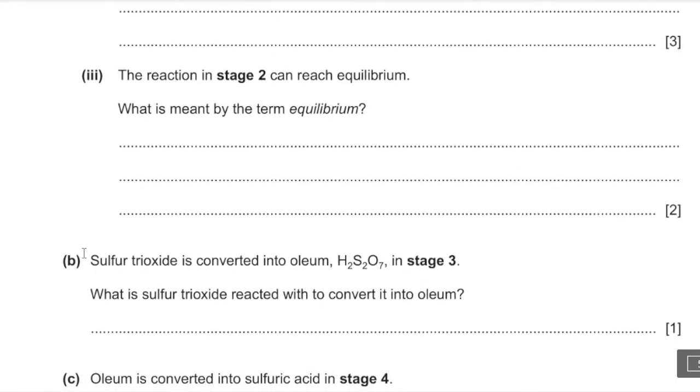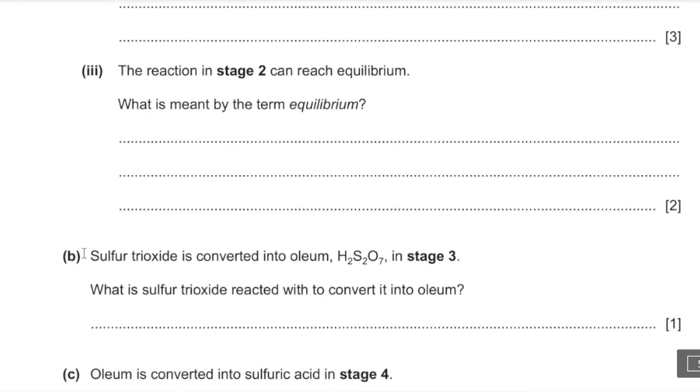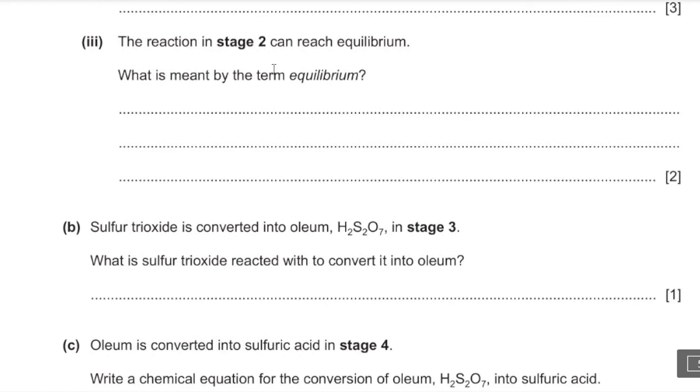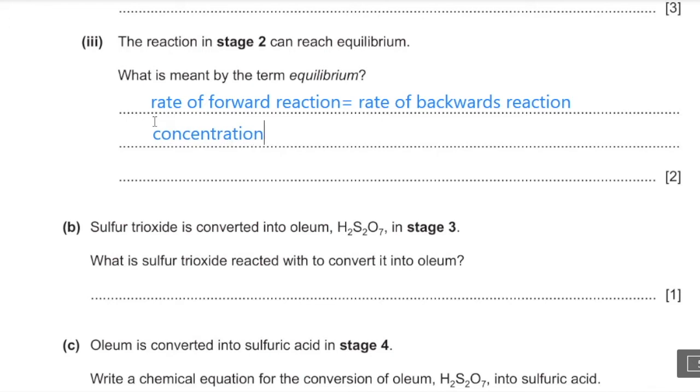Three, the reaction in stage 2 can reach an equilibrium. What is meant by the term equilibrium? So this is rate of forward reaction is equal to rate of backward reaction. This is 1 mark, and the second mark is scored by mentioning the fact that concentration of products and reactants remains the same.